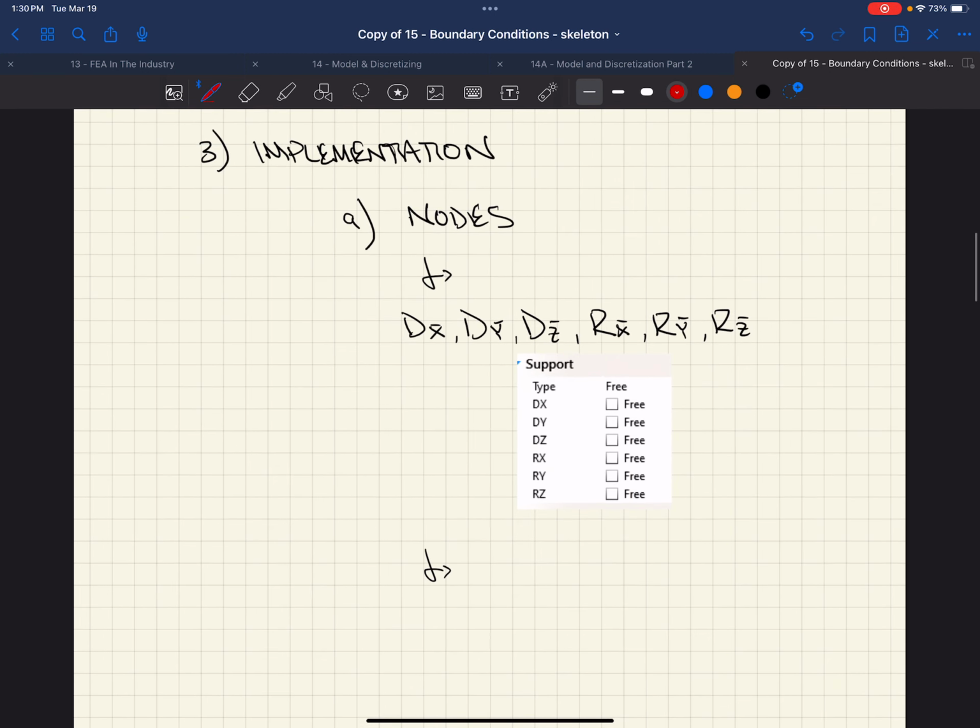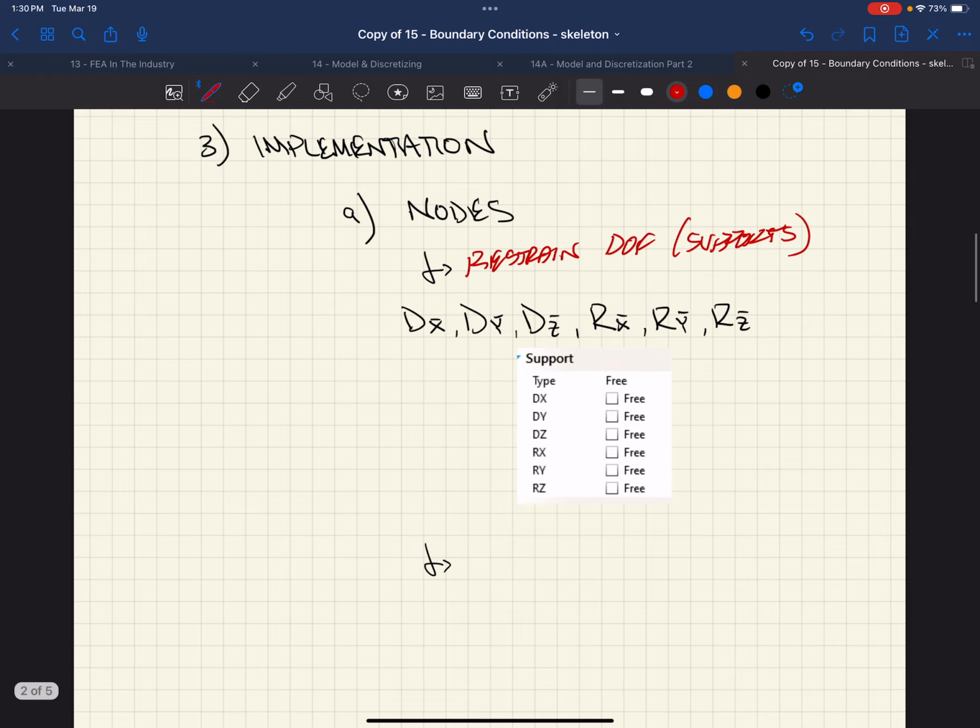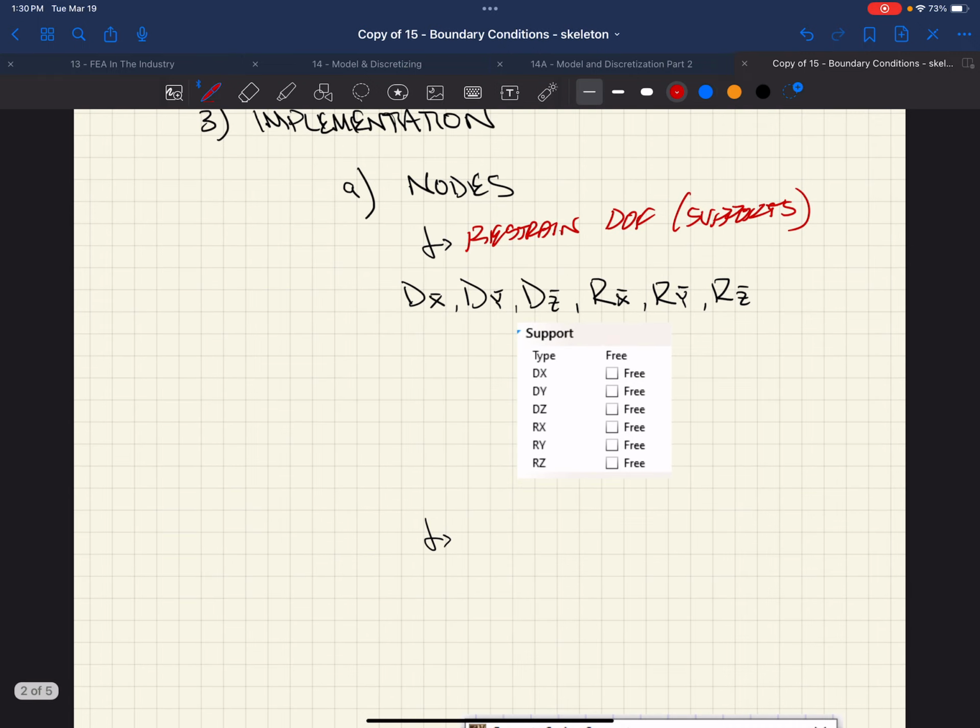So if we look at implementation, these boundary conditions. Well, if we look at nodes, we need to restrain the degrees of freedom at supports. And VA allows you to do that. And this is just a little snippet from the project manager. I think it's the project manager tab under the model tab. On the left-hand side, if you picked a node and you wanted to create a support, you can easily do a drop down.